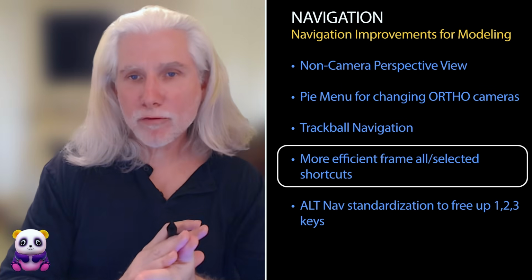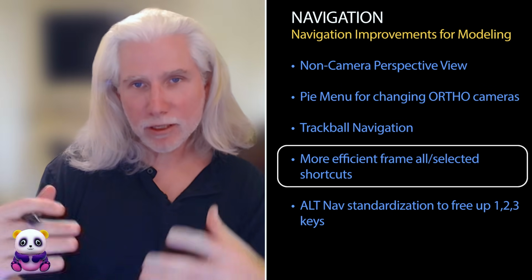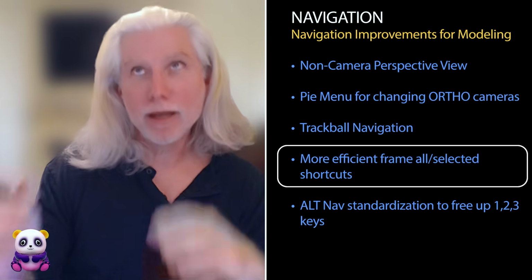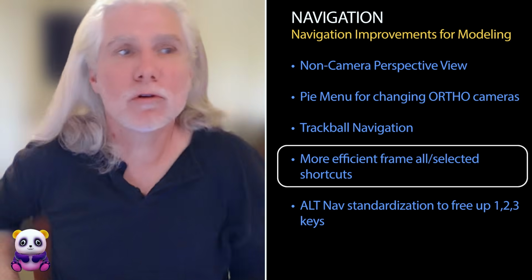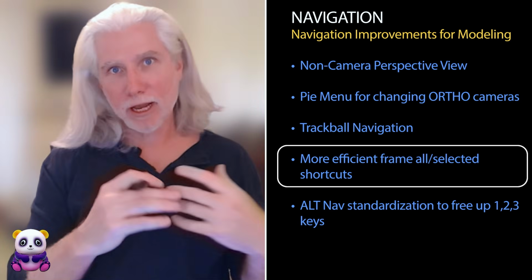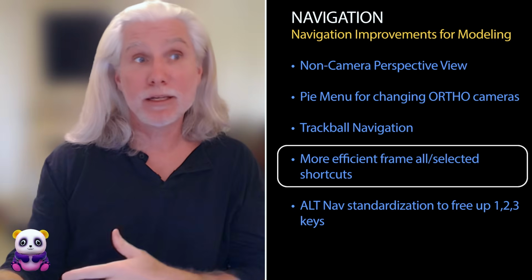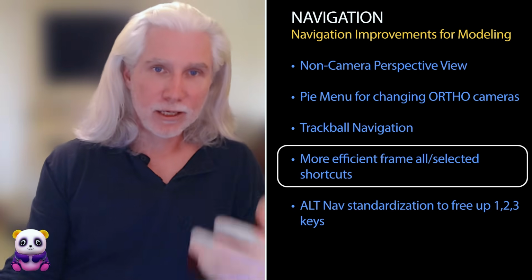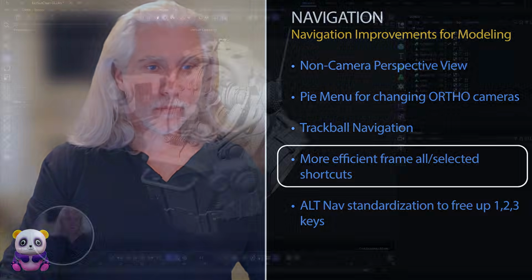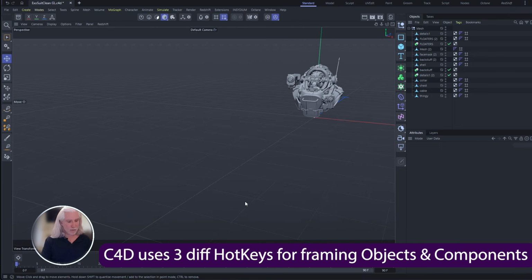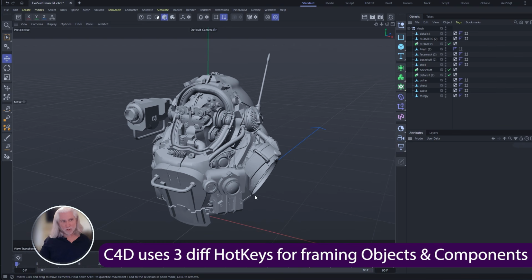All right, let's talk about framing items, selected and unselected, in the viewport. It seems like a small thing, but it's not, because it's emblematic of how Cinema4D works and how it's really inefficient, in my opinion, and overcomplicates things that should be easy. So if I want to frame all the geometry, I press H. Great, easy enough, that works. H is accessible by my left hand.